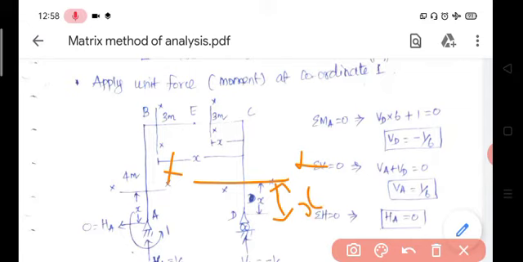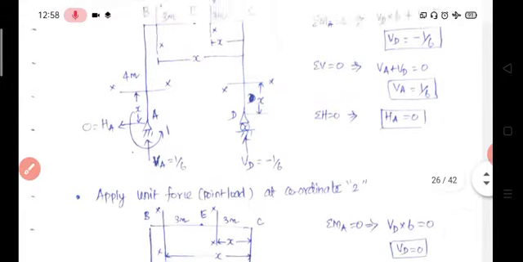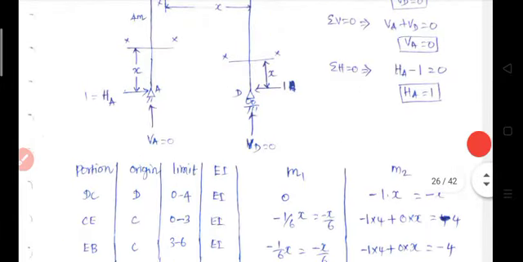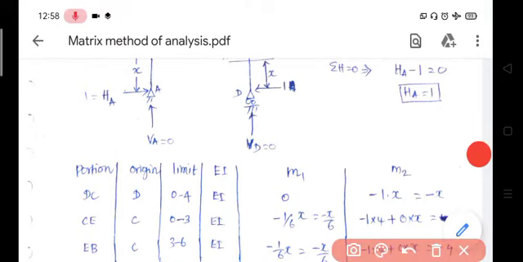Let us write the bending moment equation on the right of the section XX. On the right side there is no horizontal force, so only one vertical force. This vertical force can't produce any axial, it can't produce any moment. Moment is equal to force into perpendicular distance, and this axial force has no perpendicular distance. Therefore, bending moment is equal to 0. Then EI is constant.